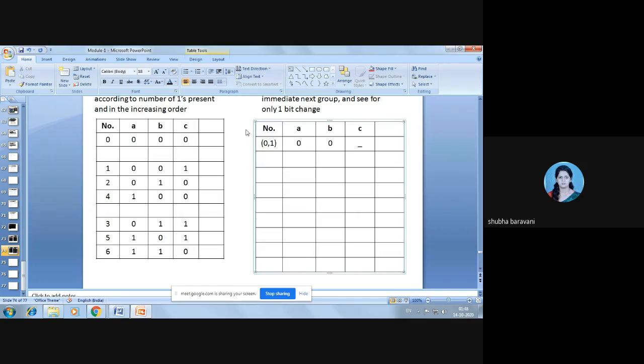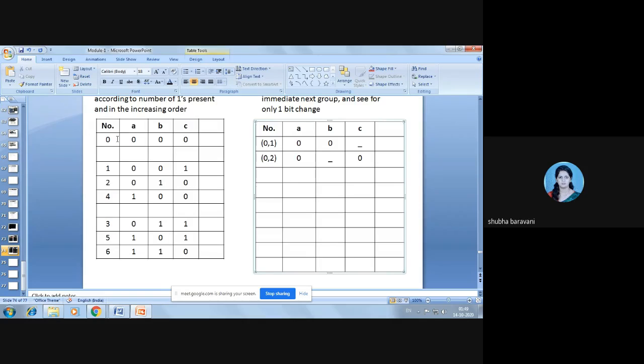देखो अभी what I did, I compared this 0 with 1. Next I'll compare 0 with 2. So A, 0 is as it is. Next at B, it changes from 0 to 1, so I'll write a dash here and C remains 0. Now are you getting this? What I have done, comparing. Yes, ma'am.